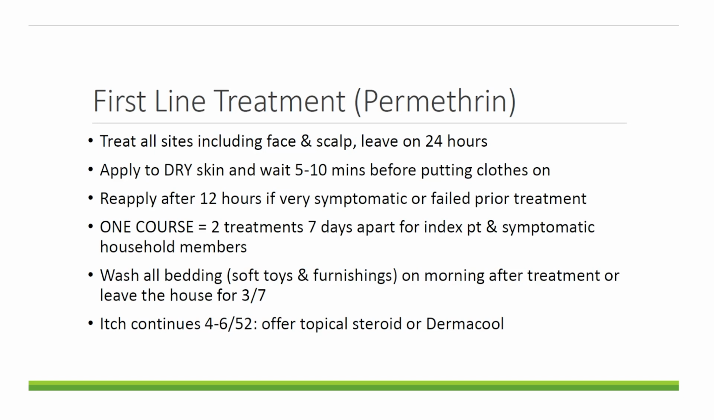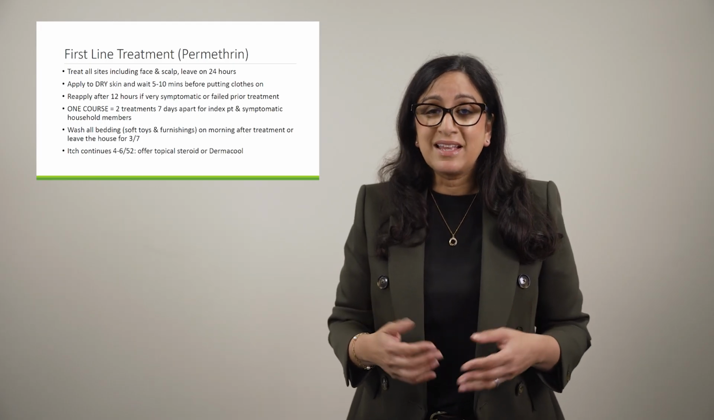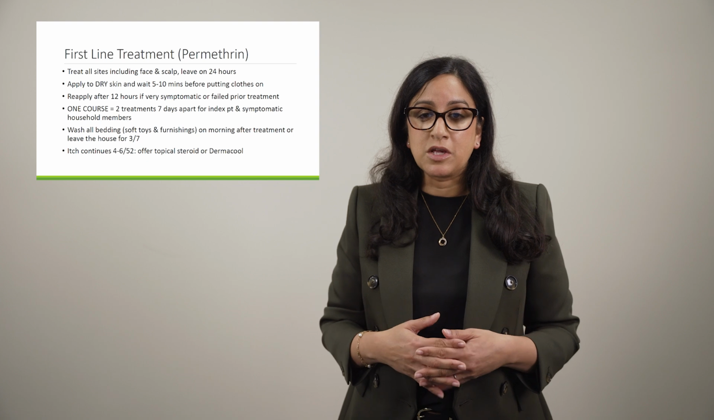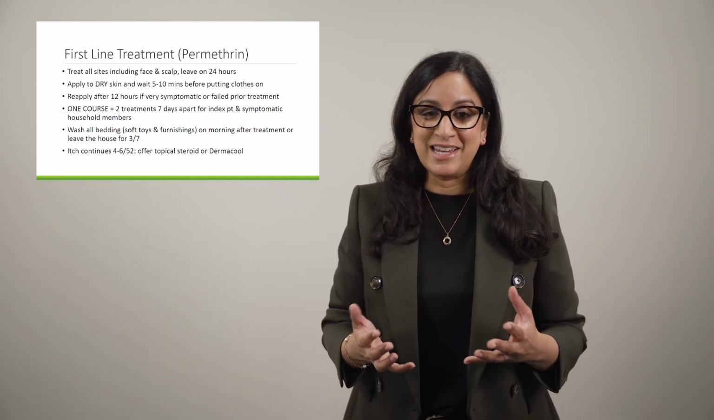If they are very symptomatic or they've failed prior treatment, they can reapply it after 12 hours. 1 course of permethrin equals 2 treatments, 7 days apart for the index patient and symptomatic household members. Please advise patients to wash all their bedding, and this includes soft toys and furnishings, on the morning after treatment, or exit the house for 3 days.